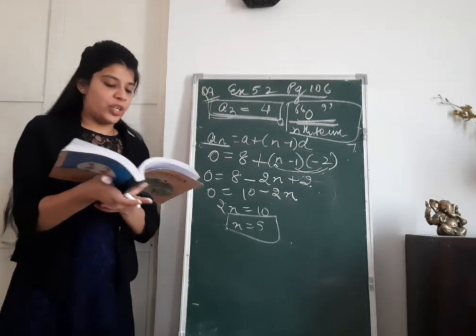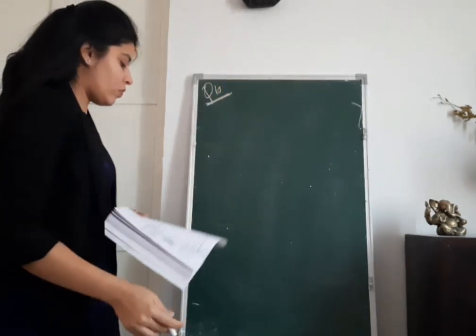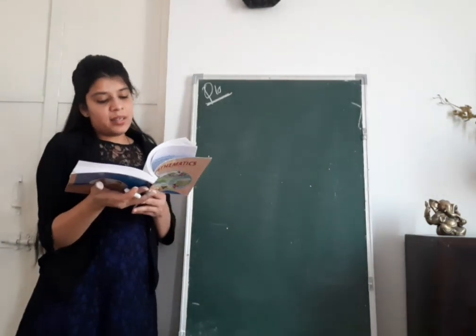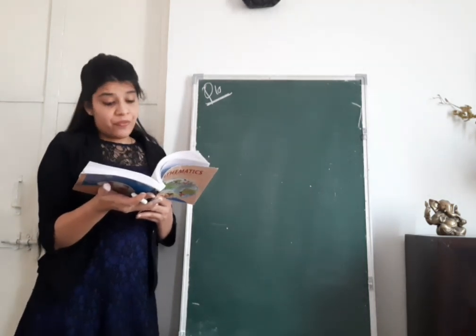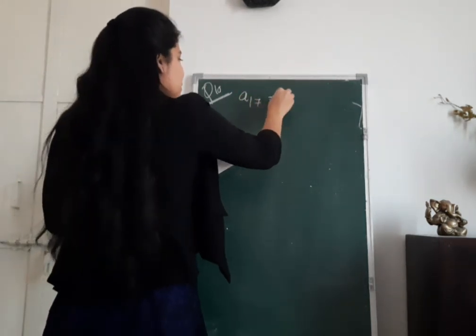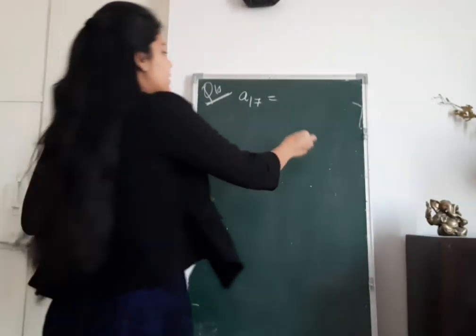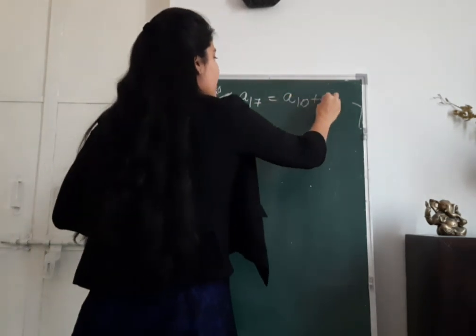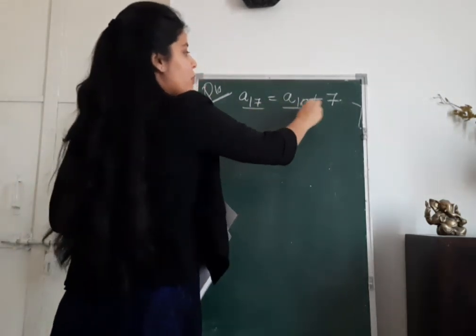Let's move on to the 10th question. The 17th term of an arithmetic progression exceeds its 10th term by 7. Find the common difference. Now see what it is saying. The 17th term is going to exceed the 10th term by 7, means the 17th term is going to be equal to a10 plus 7, right?